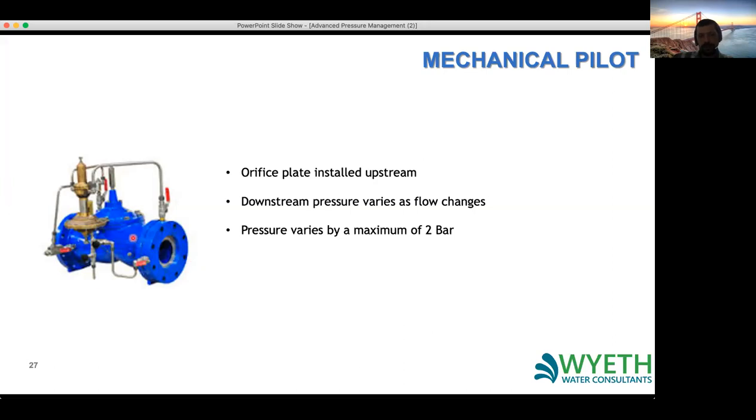So as the flow increases, the head loss across the orifice plate will increase, which will cause this pilot to drop, meaning that the pressure on the top will increase on the downstream.